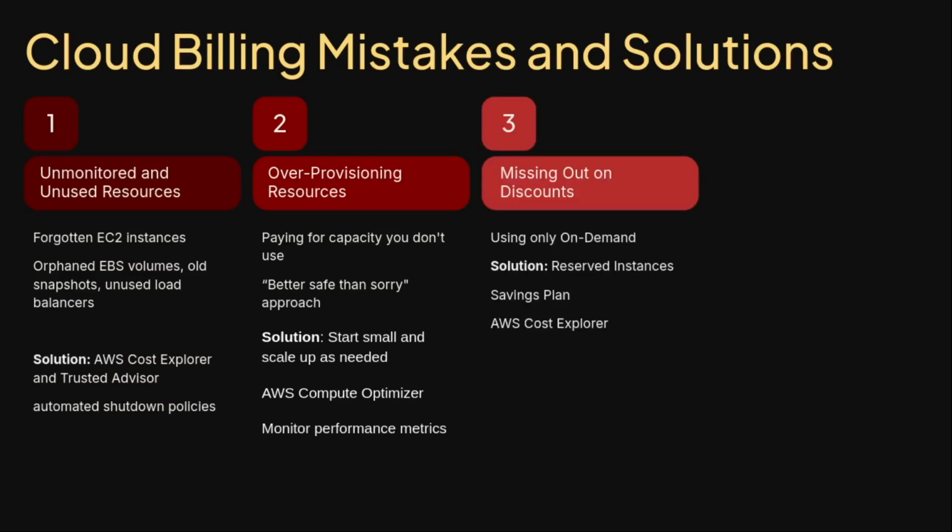Number 3. Missing out on discounts. If you are paying on-demand prices for everything, you might as well be throwing money into the digital shredder. AWS offers substantial discounts through reserved instances and savings plans. For predictable workloads, reserved instances can save up to 75% compared to on-demand pricing. For more flexible needs, savings plans provide significant discounts with less commitment.